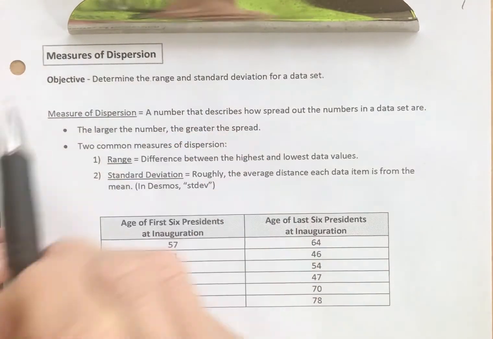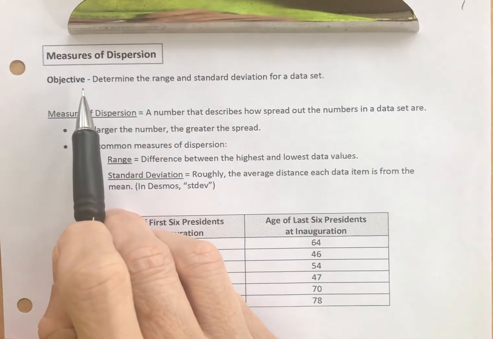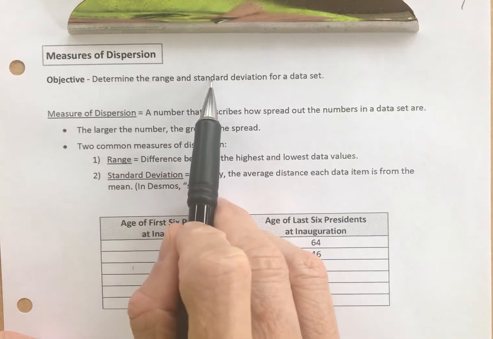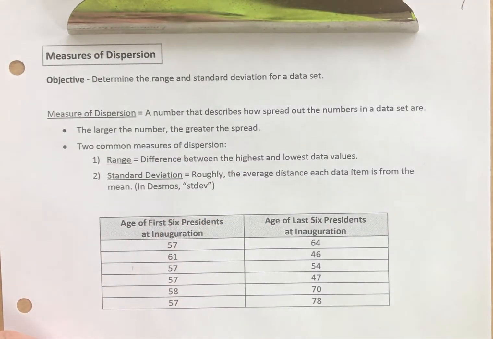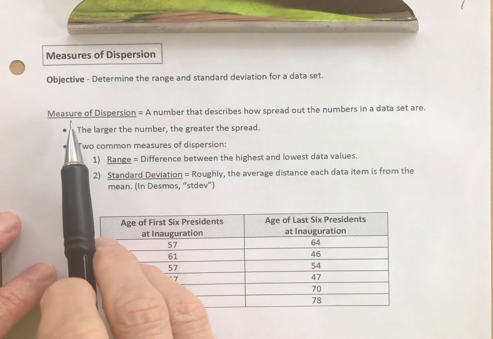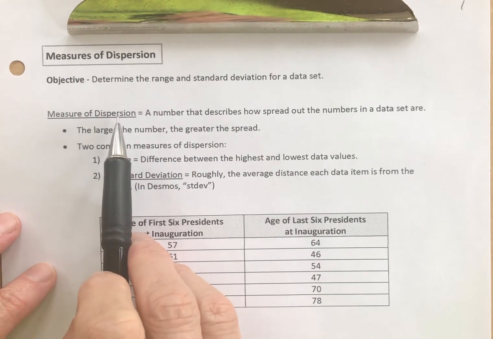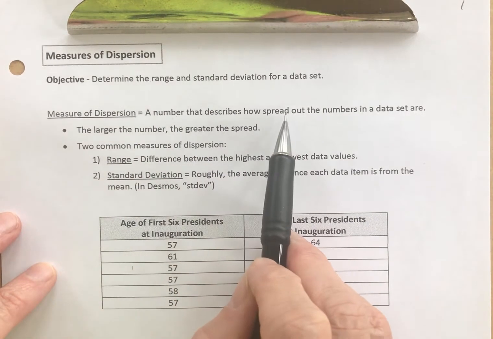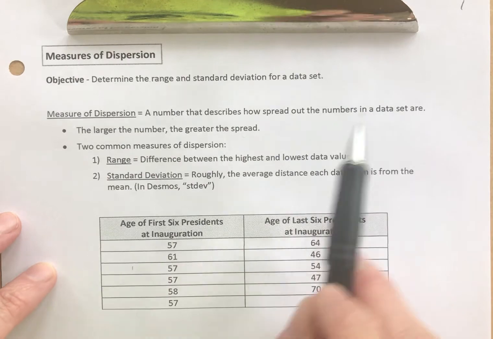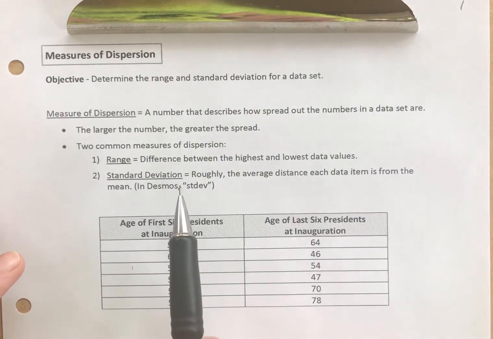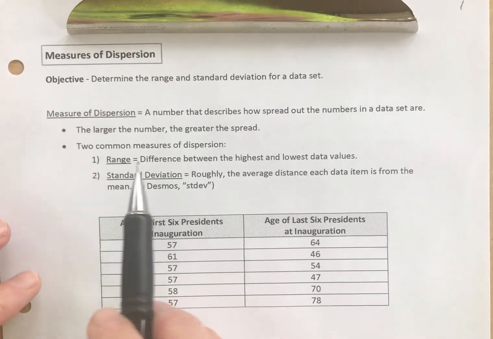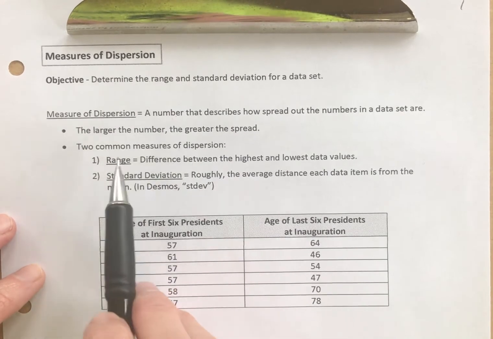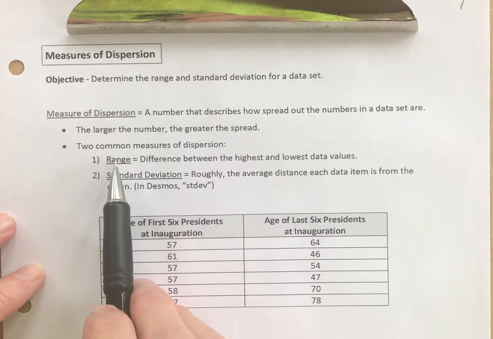Measures of dispersion. Our objective in this video: determine the range and standard deviation for a data set. Well, first off, what is a measure of dispersion? It is a number that describes how spread out the numbers are in a data set.